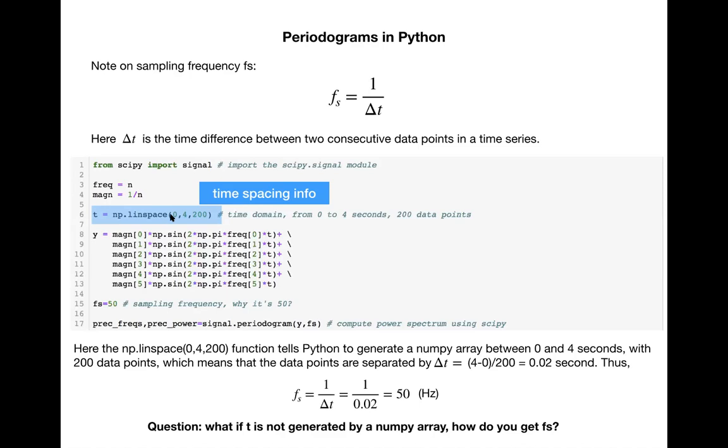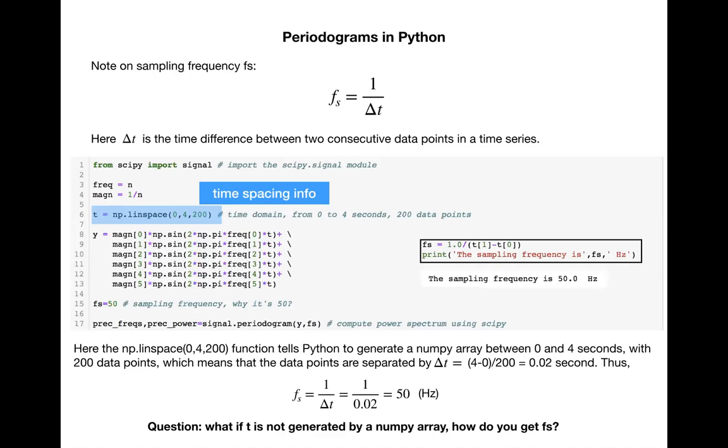So what if the time is not from such a NumPy array? For example, it's from a pandas data frame column, right? So what shall we do? Which is also very straightforward. We can do this the same way, if you remember, in the very beginning: Fs equals 1 divided by delta t.